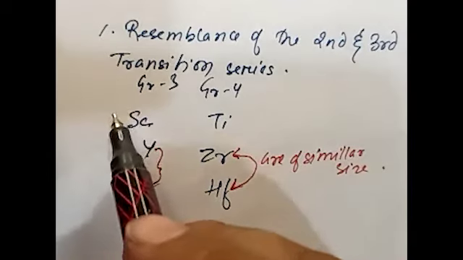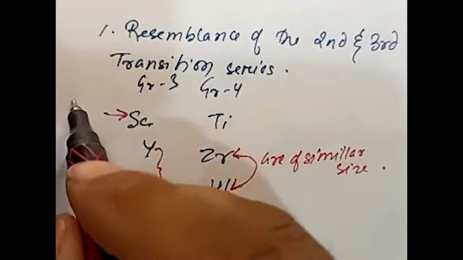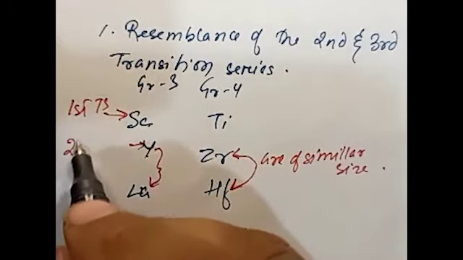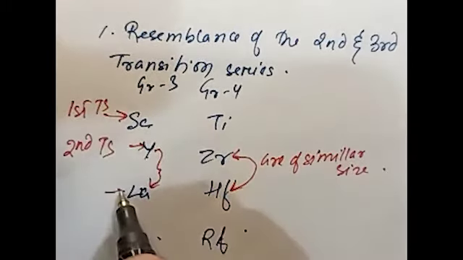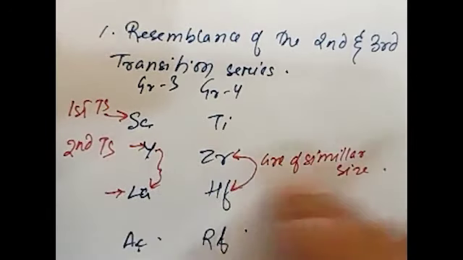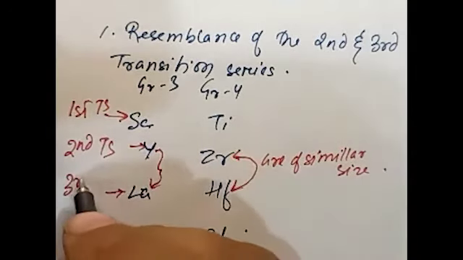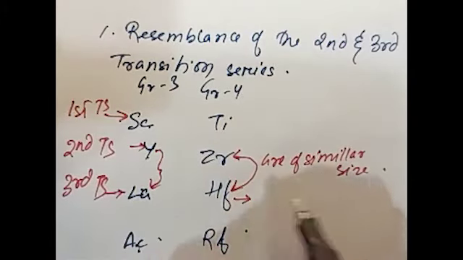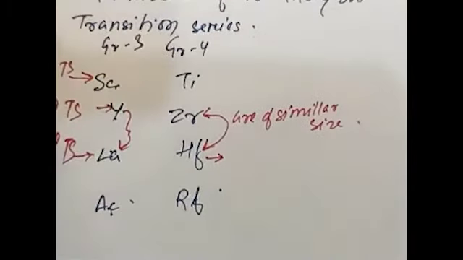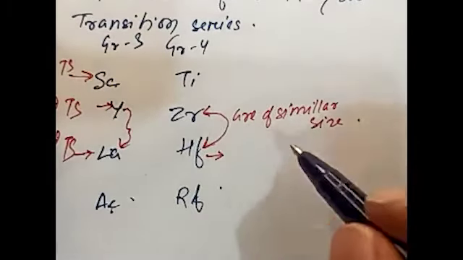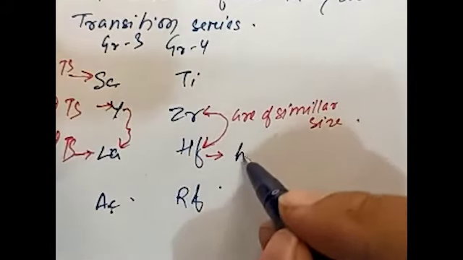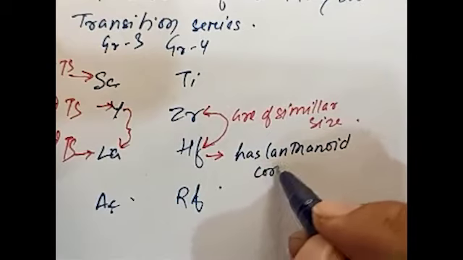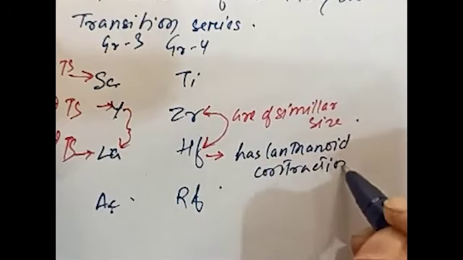Okay. So scandium, titanium, the group 3d series, is also known as the first transition series. Yttrium, zirconium is the second transition series. Lanthanum, hafnium, the 5d series, is the third transition series. Because their sizes are similar. Why? What is the reason behind that? Why do zirconium and hafnium have the same size? Because hafnium has lanthanoid contraction. Lanthanoid contraction is there because it comes after the lanthanoid series.